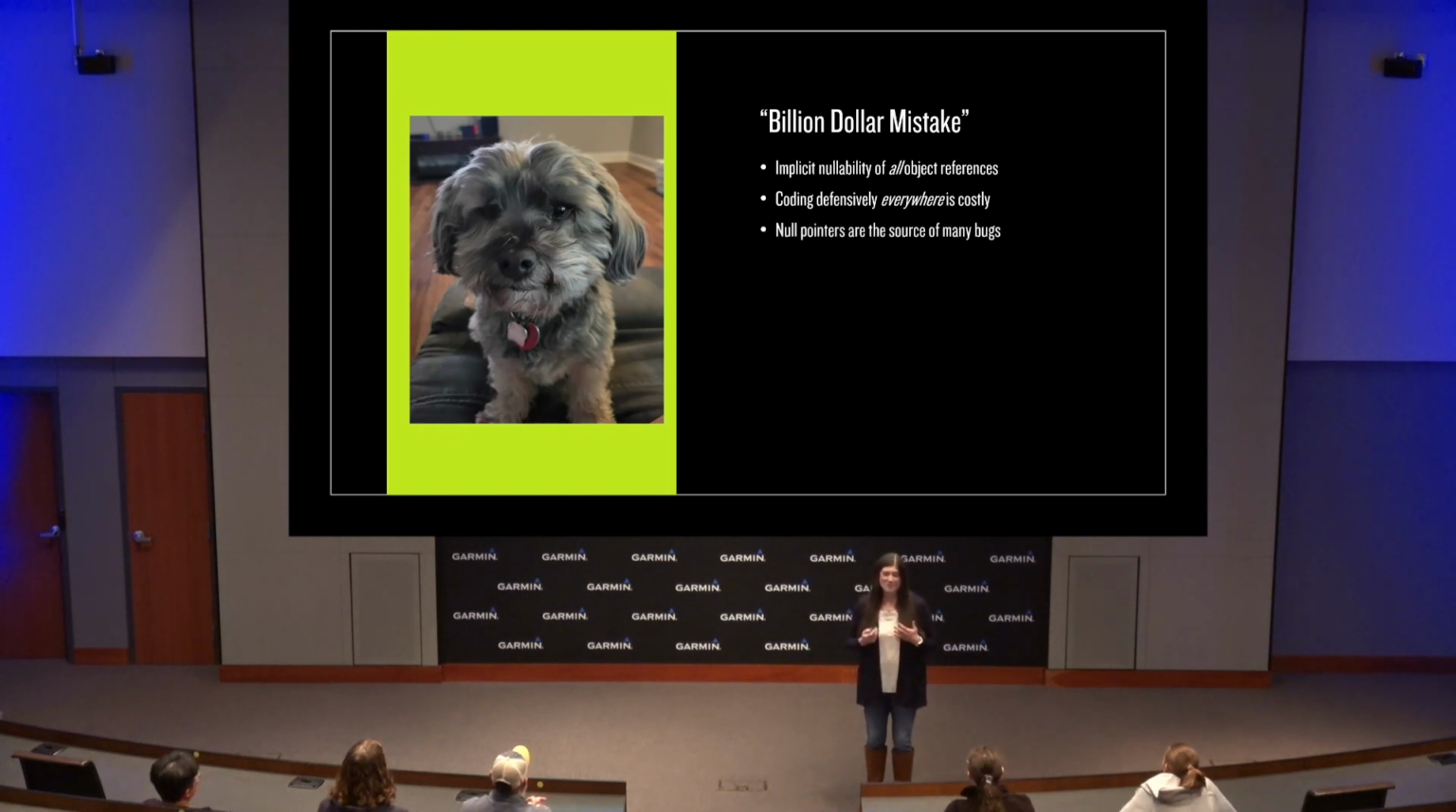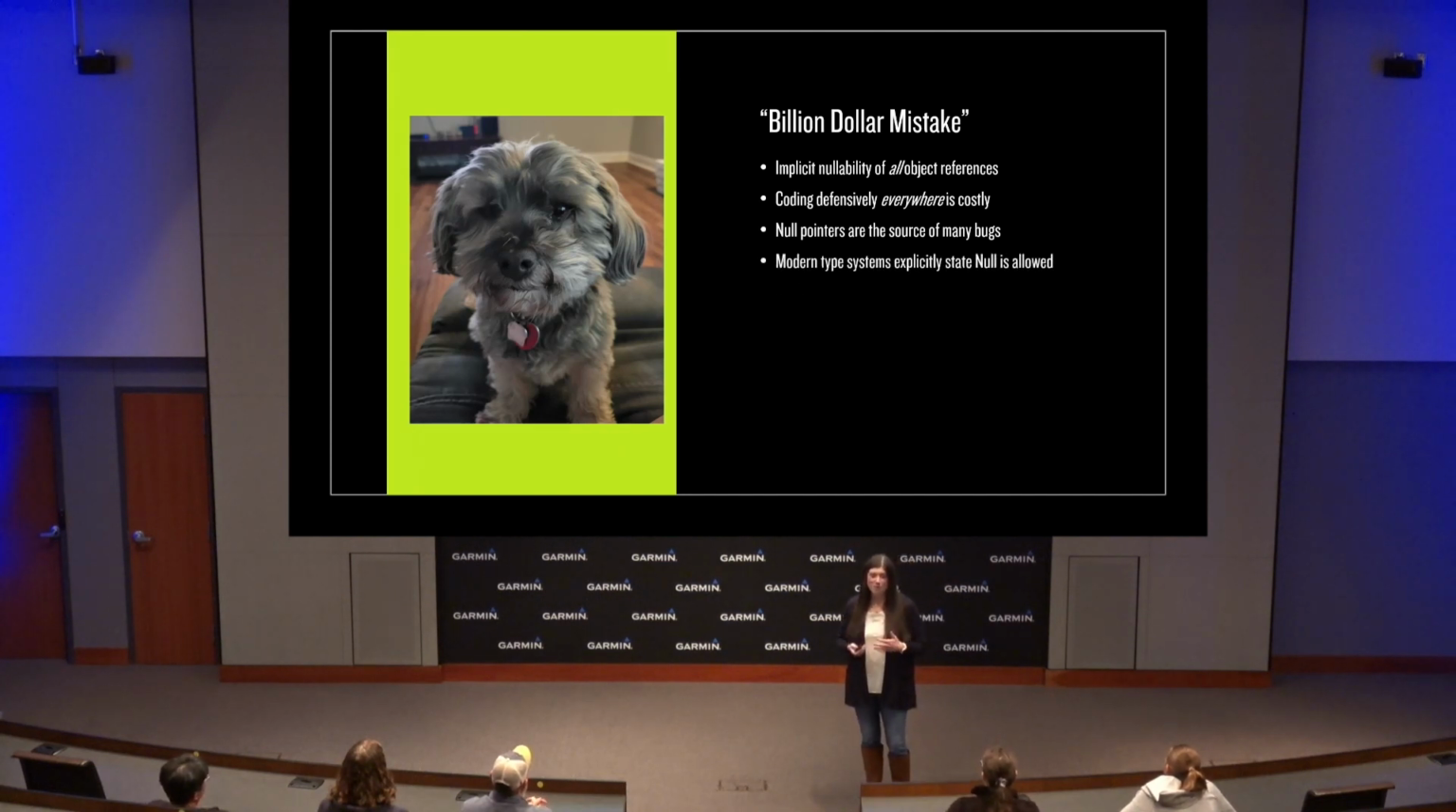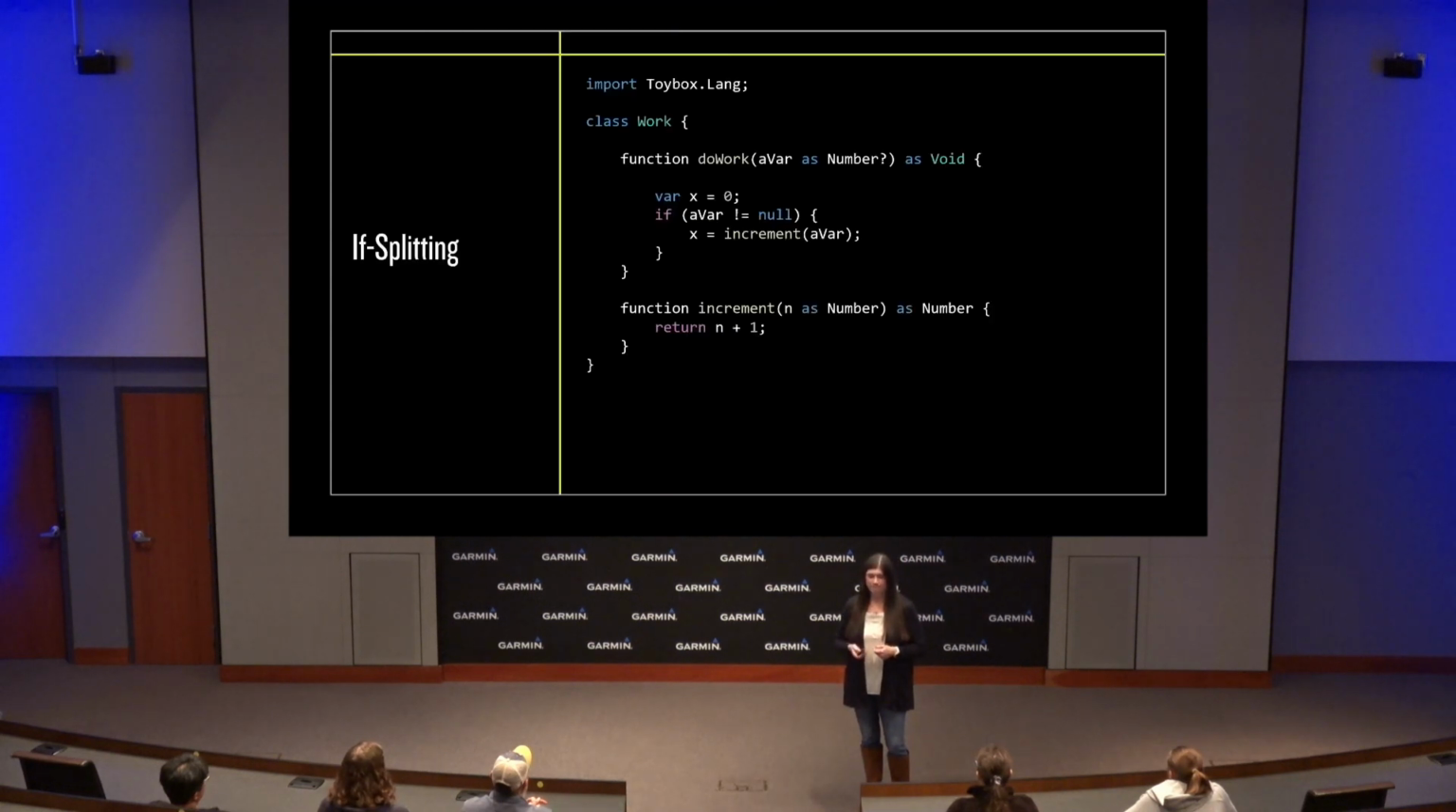Null pointers have been the source of so many bugs in software over the years. This is why more modern type systems are becoming more aggressive in telling you where you have potential type and null pointer issues by making you specify when a type is allowed to be null.